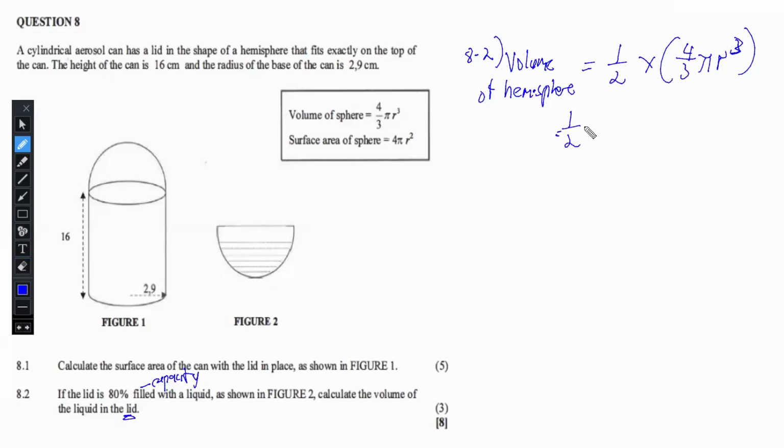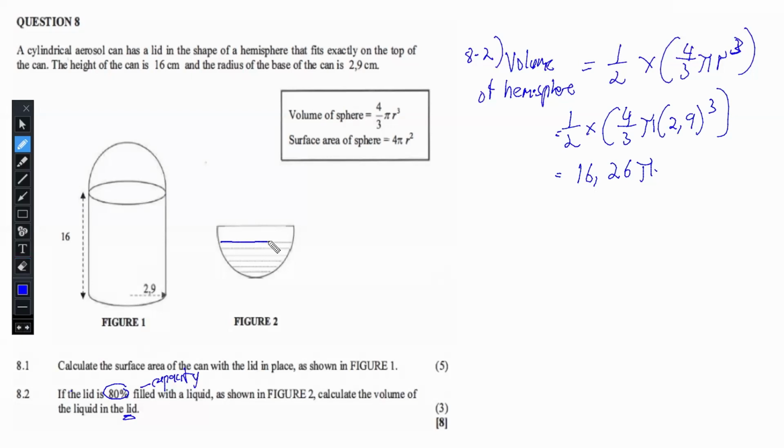We have 1/2 times 4/3 pi. And then the radius is what? 2.9. And then cube that. Simply punch all of that into your calculator. You will get 16.26 pi. Right. And then they say if the lid is 80% filled with a liquid, as shown in figure 2. So this is figure 2.